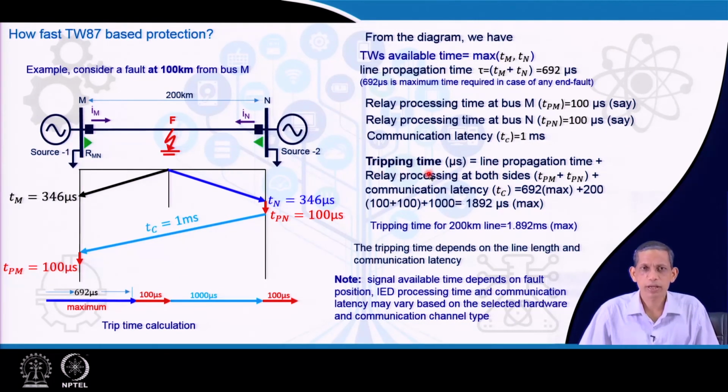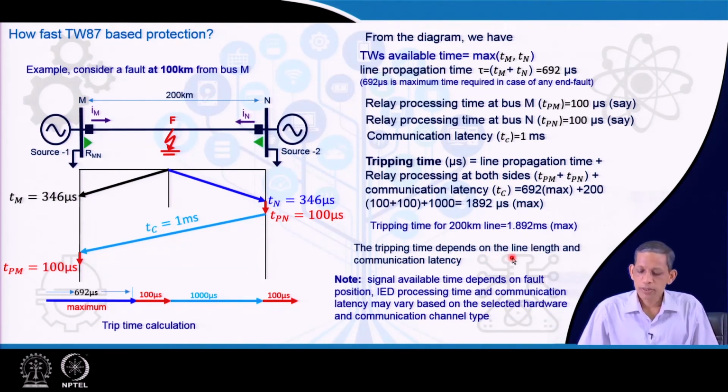So, tripping time expected is the line propagation time. This is the maximum we are considering in this case, just for a typical value. Relay processing time at both ends TPM and TPN, plus the TC. So, we will be adding all this, we got to consider 1892 microseconds, or that is 1.892 millisecond maximum. Why maximum? Because you are talking about tau here, but we expect it may take less time depending on the max value of Tm or Tn, this side or that side.